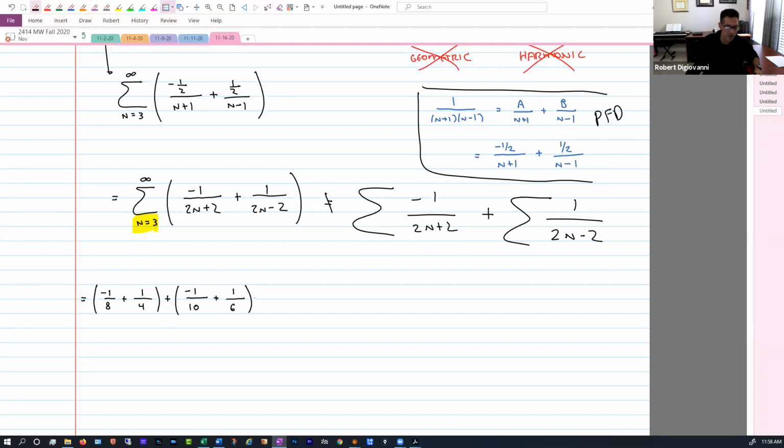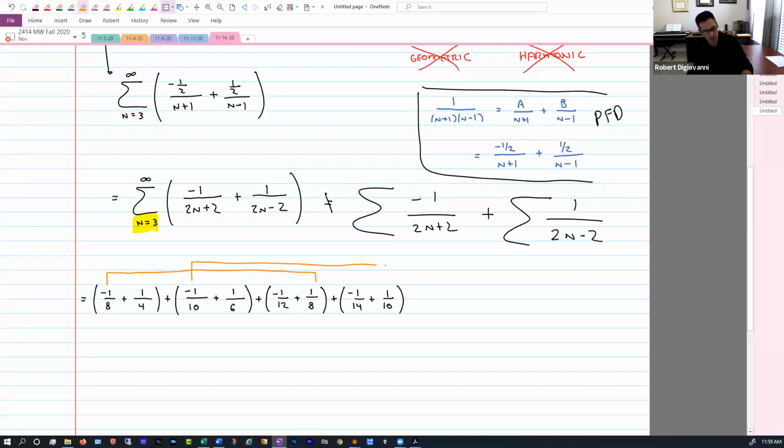Did anything cancel in those? Nothing canceled. Okay, well, keep going. All right, now we plug in 5, so we should get negative 1 over 12, and then plus 1 over 8. Did anything cancel there? Ah, do y'all see that? Yeah, look at this. This negative 1/8 looks like it's going to cancel with that one, right? Let's keep going though before we get too far ahead of ourselves. Okay, now the next one will be negative 1 over 14 plus 1/10. Do we get that same pattern of canceling? We do, right? That one and that one are going to go away.